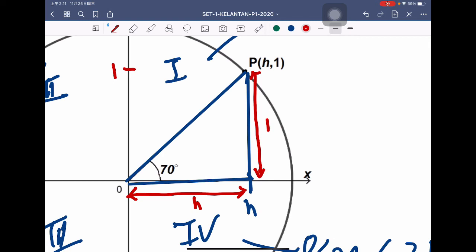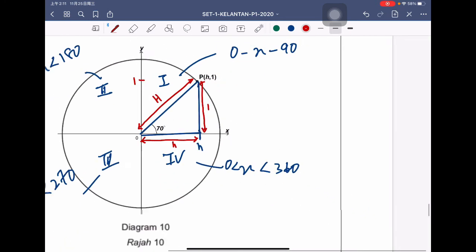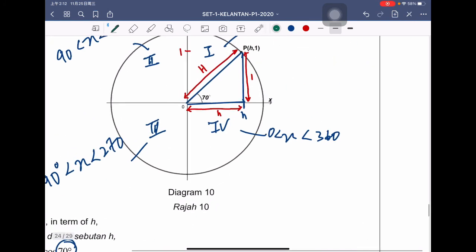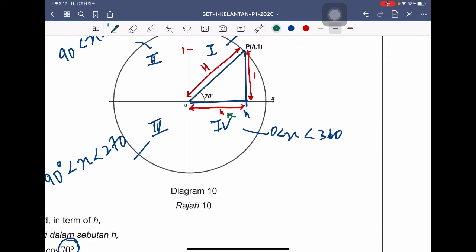So now we already know the lengths of two sides of the triangle. How about the hypotenuse, the longest one? Can we get the value? Actually, we can. How? We can use the Pythagoras theorem. I'll call it big H first. In order to find cos 70 degrees, cos 70 degrees equals A over H. Where should A be? A is the h here. So A over H, and H is the big H here. So we need to find the big H.